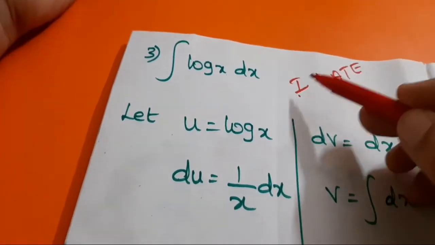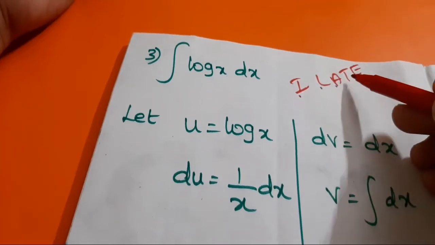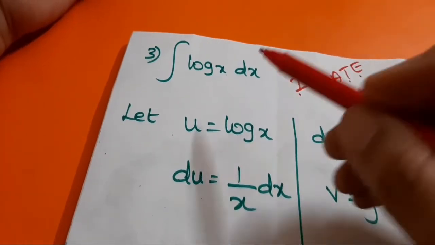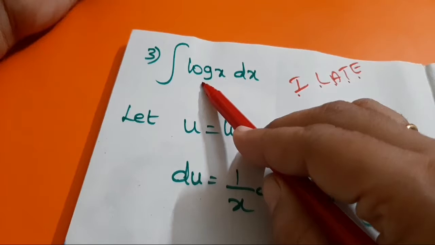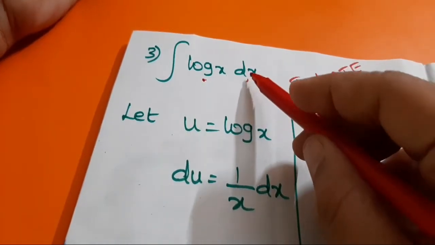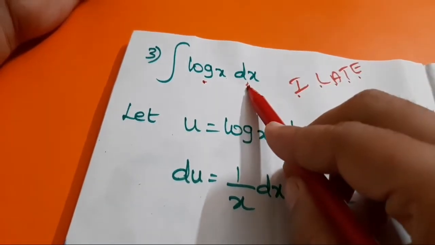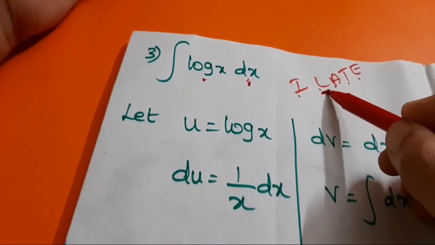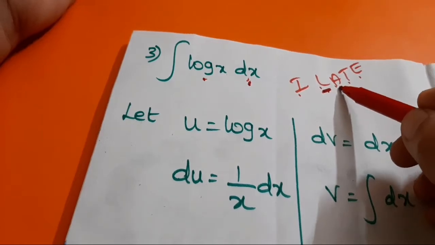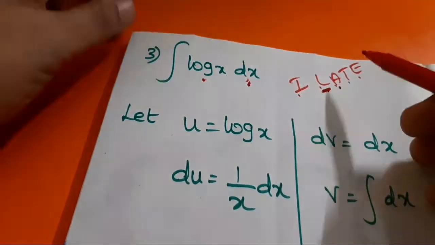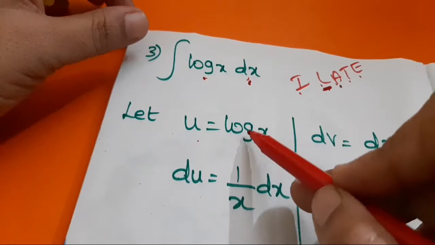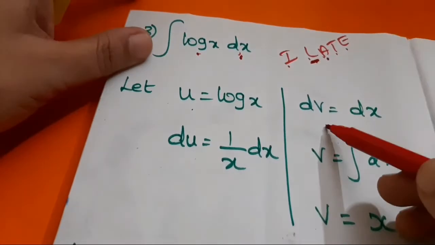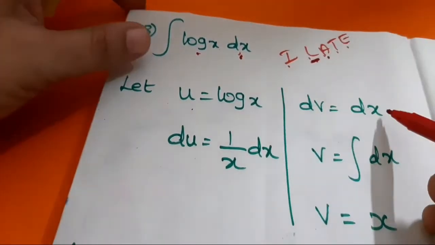So, inverse function, logarithmic function, algebraic function, trigonometric function and exponential function. Here log x is a logarithmic function. dx should be considered as an algebraic function. So, the logarithmic function comes in the first priority and then the algebraic function is the second priority. So, u should be taken as log x and dv should be taken as dx.